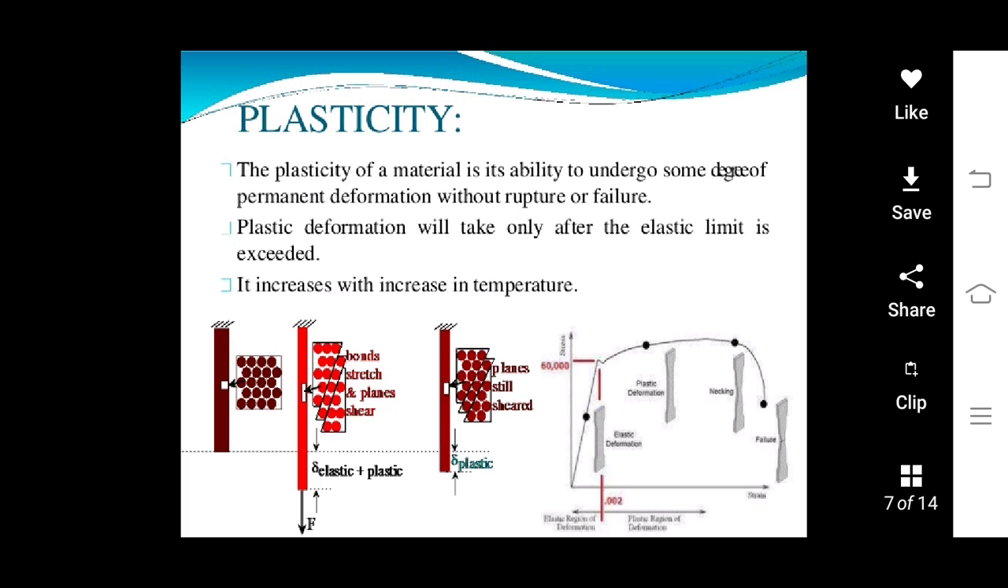That particular point is called the plastic limit of the body. The figure shows the plastic behavior of the body, in which even after applying force the body elongates and becomes plastic, and it will not undergo any type of rupture or failure.